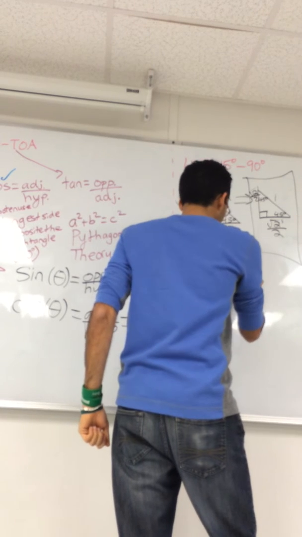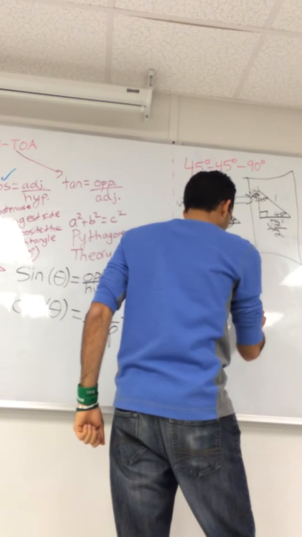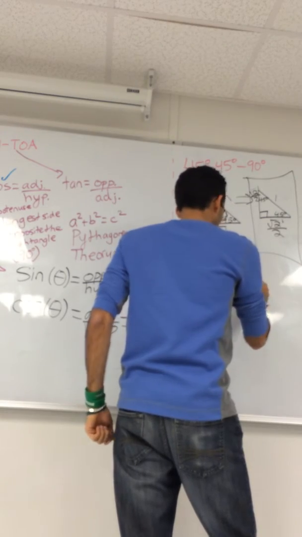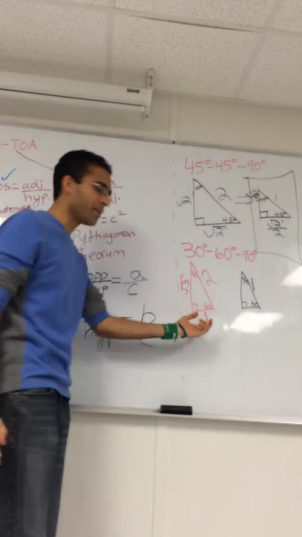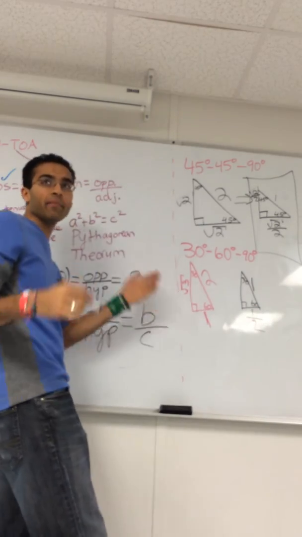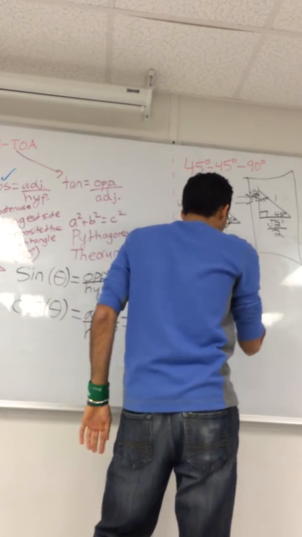So, I'll try to draw it a little smaller. I'm not sure I really accomplished it, but. So this is now 1. 1 divided by 2 is 1/2. Root 3 divided by 2 is just root 3 over 2.